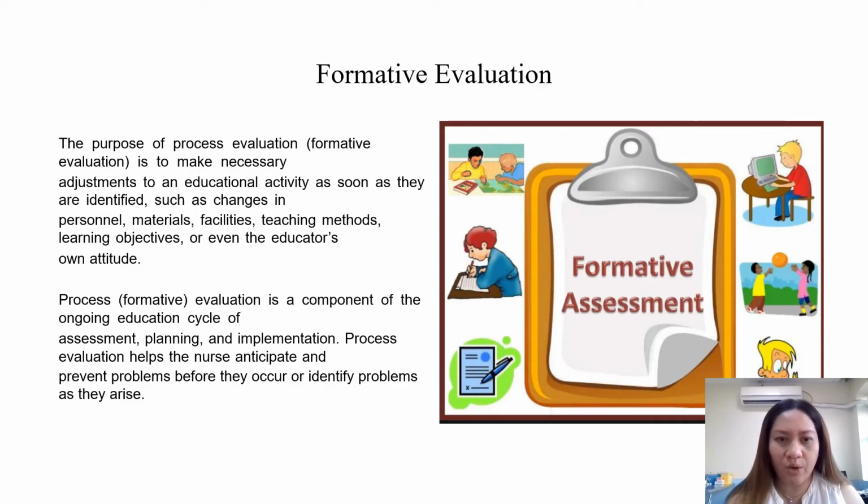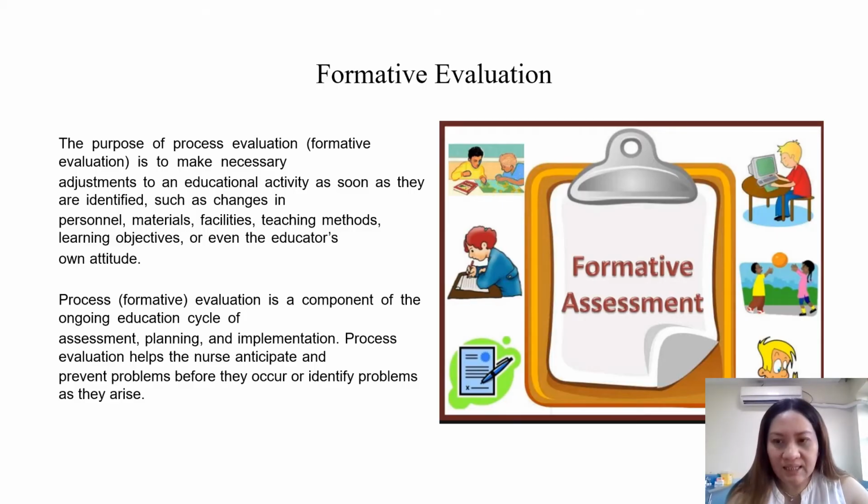So formative evaluation or process evaluation is a component of the ongoing education cycle of assessing, planning, implementation. Process evaluation helps the nurse anticipate and prevent problems before they occur or identify problems as they arise. So what are the examples of formative evaluation?